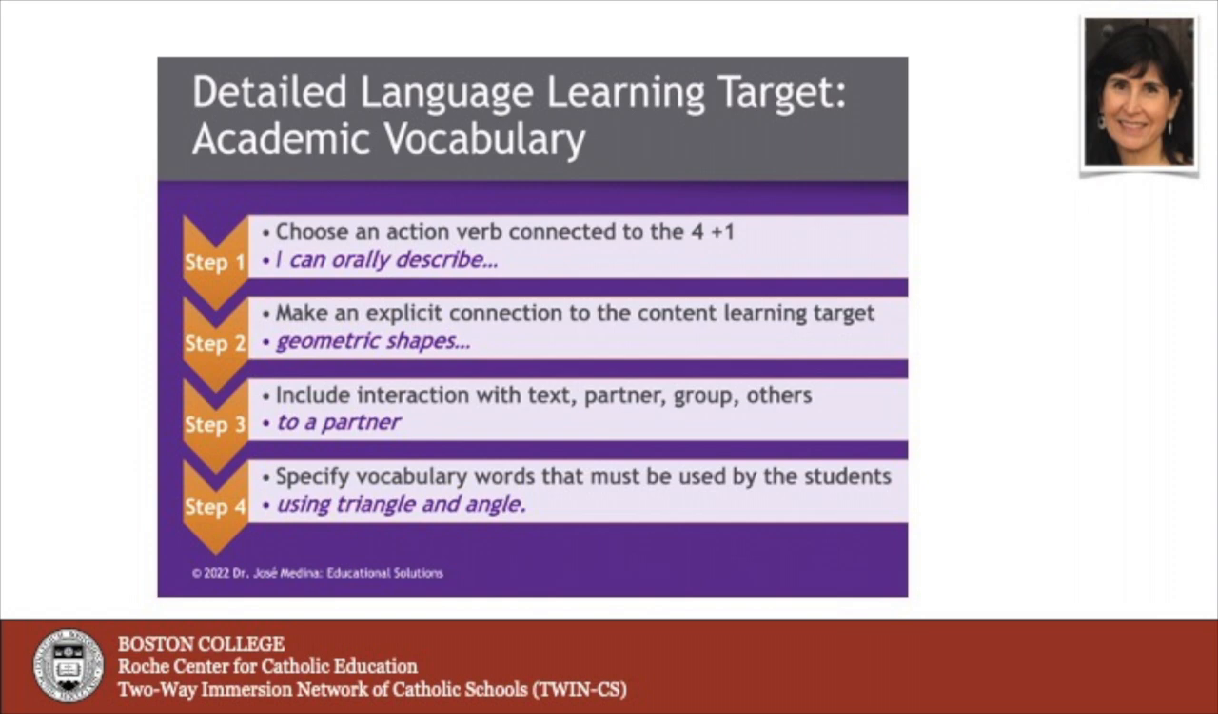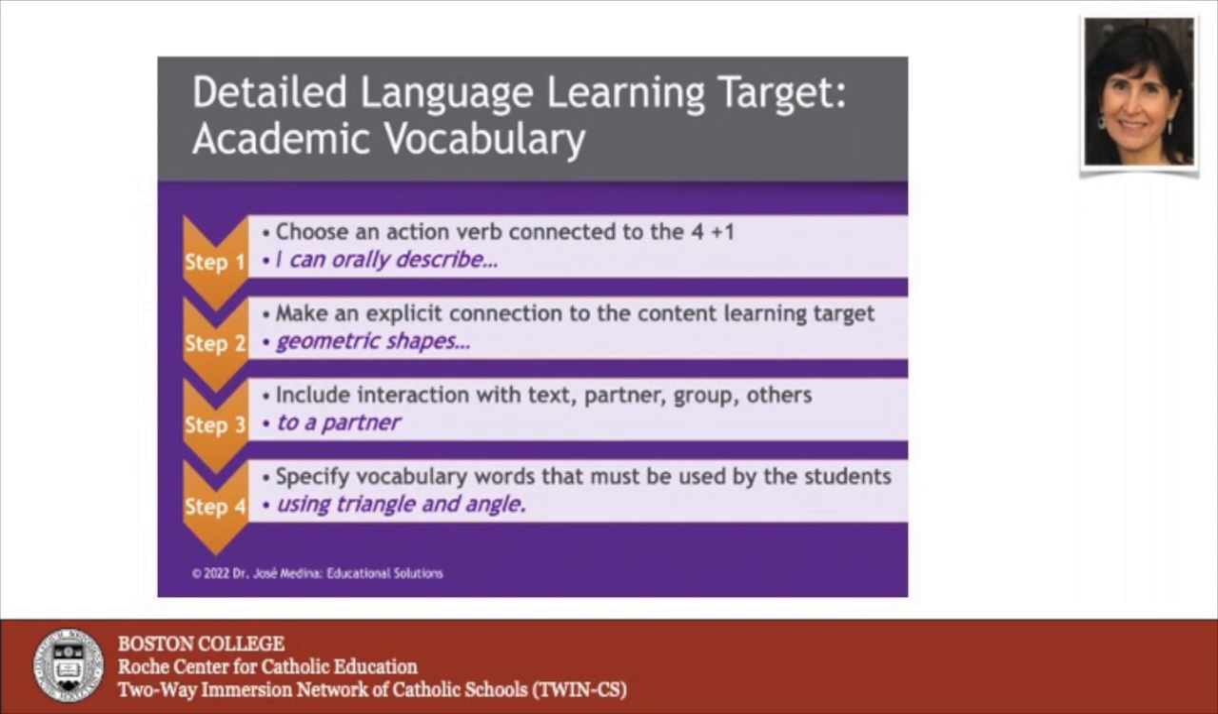Now there's an optional fourth step that makes it even more specific. You can see here, first we choose an action verb connected to the 4+1. It has to be with the modalities. When it talks about 4+1, we'll talk more about that, or you can Google it: speaking, reading, writing, and listening. So in this case, I can orally describe a geometric shape, because we're making explicit connection to the content language learning target in the second step, and to a partner, because in the third step we're including interaction with text, partner, group, others, graphics, etc.